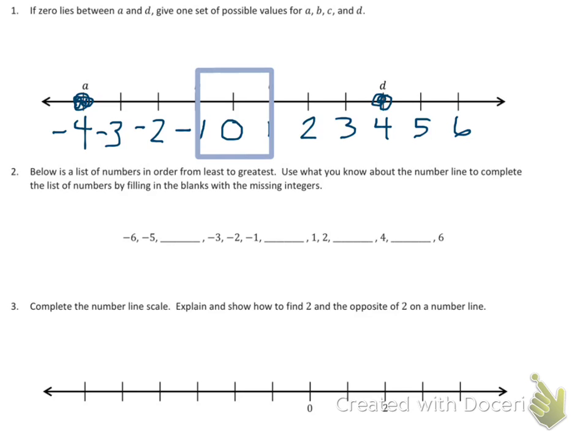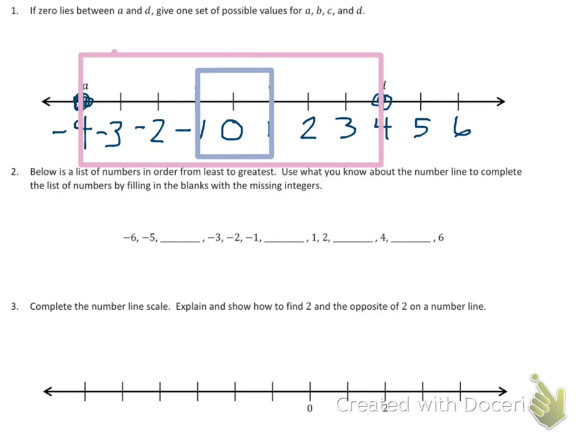A, which is at -4, is the opposite of D, which is at +4, and that one's right there. So we have opposites, and opposites, remember, are the exact distance from 0. They are equidistant from 0. Now, you could have called 0 any of those other places, and it would have been fine, so your answers may vary on that one.